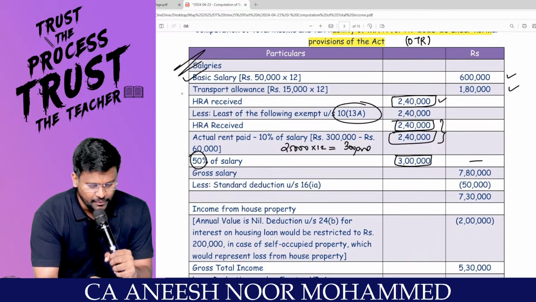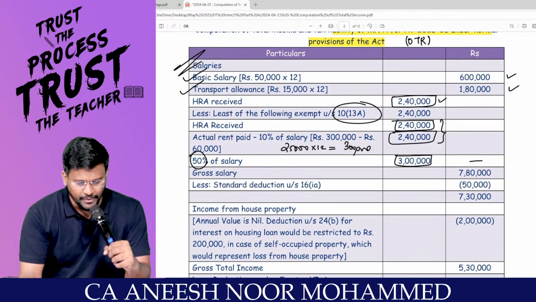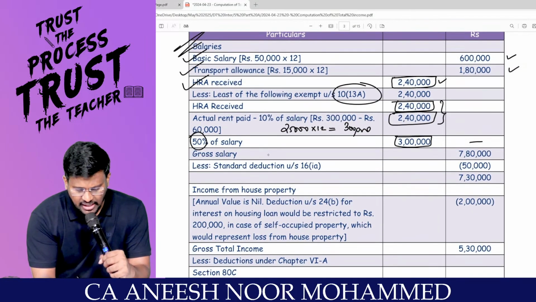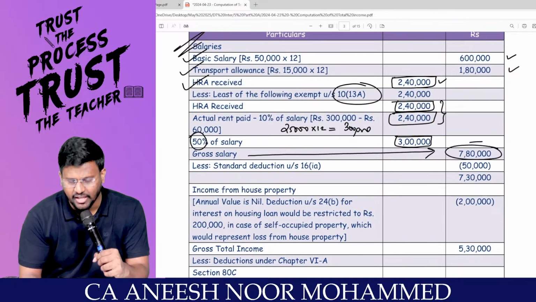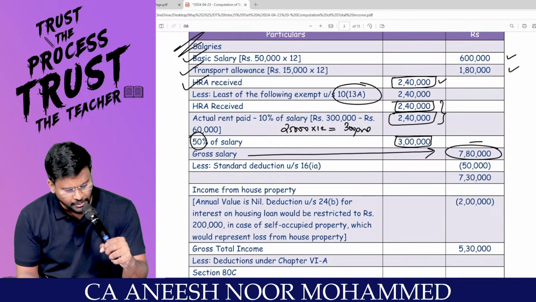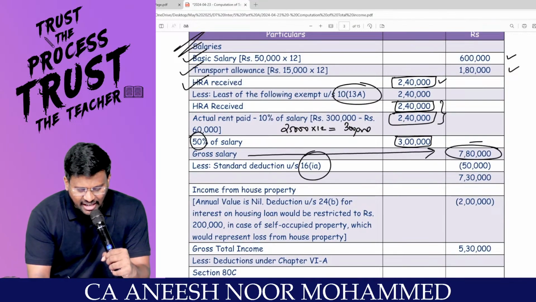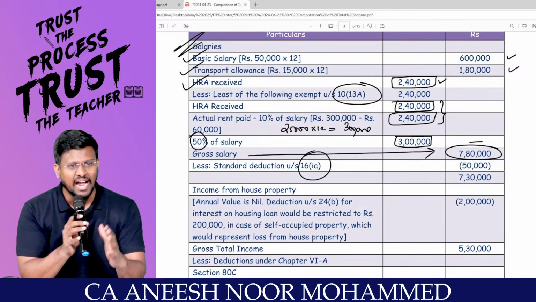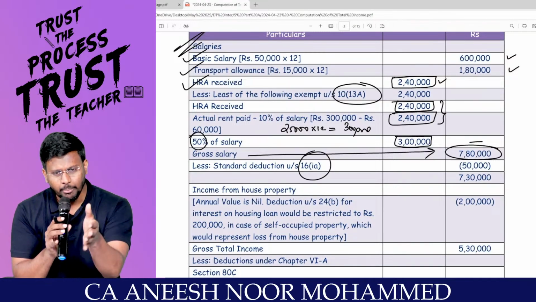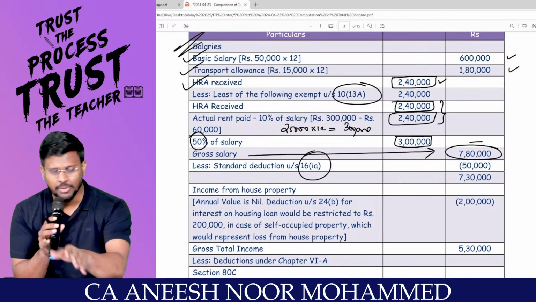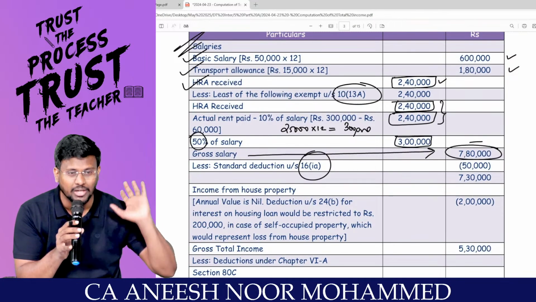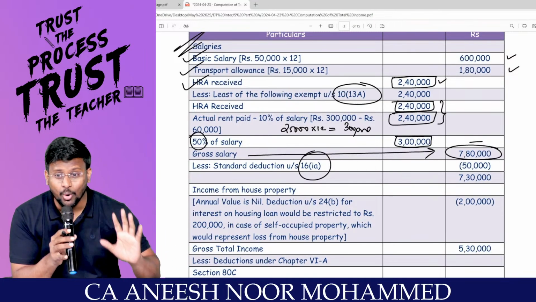So I have taken care of basic salary, transport allowance also I have taken care, right, sir? HRA also I have taken care. Sir, I come up with a gross salary of 7,80,000. Comfortable? Less standard deduction under 16 subsection 1A. Understand one thing. Standard deduction can be claimed both under the default tax regime and also under the optional tax regime. But not the same amount.